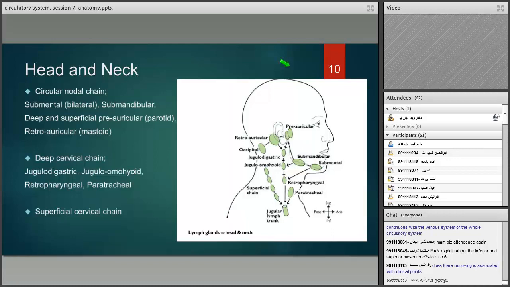Yes, the removal is associated with clinical points. Because the cancerous cells are also present in the axillary nodes, for example, they have to remove all the nodes to prevent metastasis of the cancer.